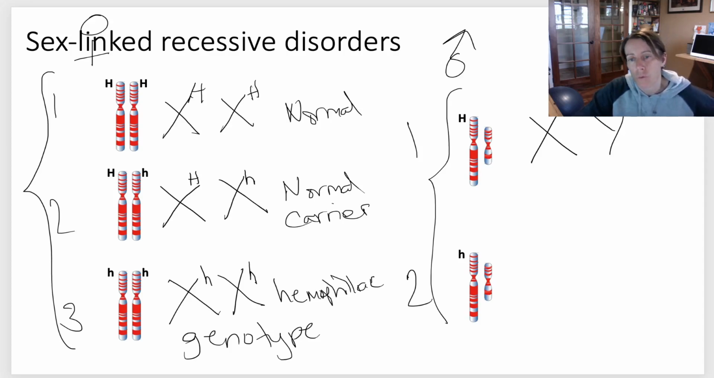This is going to be a normal male. This is the genotype of a normal male, right? He can clot his blood. Now, why didn't I write anything on the Y?